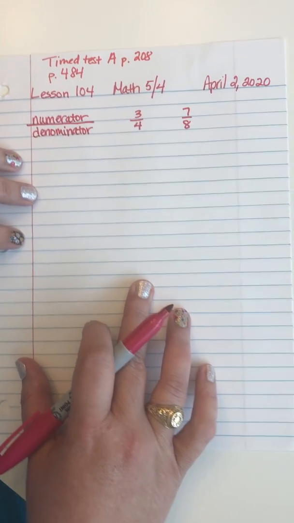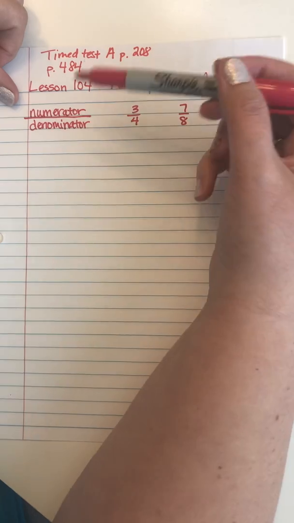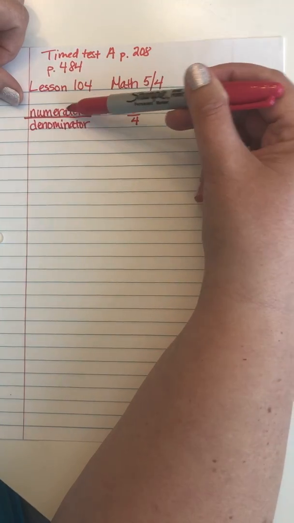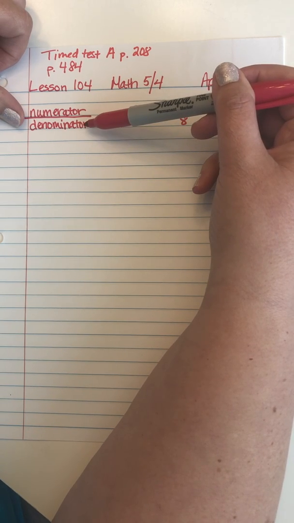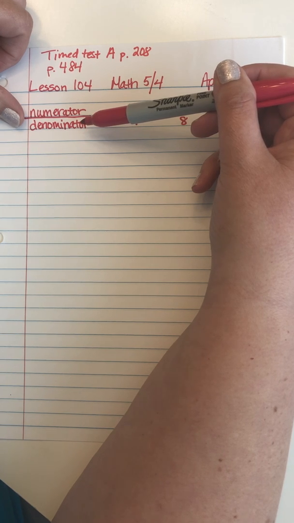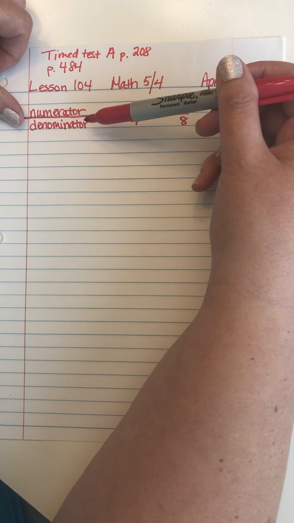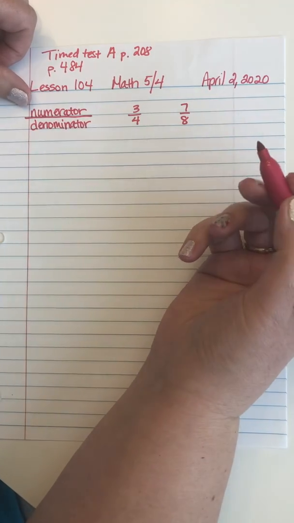Okay, lesson 104. Just as a quick review, when we have a fraction like 3/4 or 7/8, the top number is named the numerator and the bottom number is named the denominator. Denominator starts with D, and down starts with D, so denominator and down is the trick I use to remember that. So these are regular fractions.